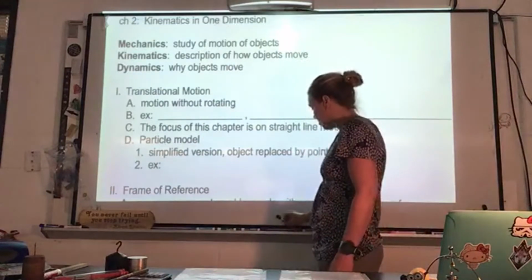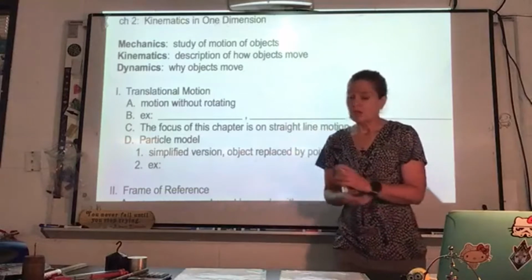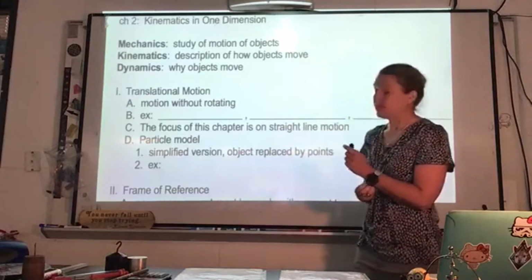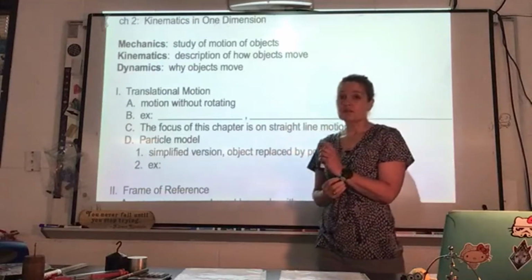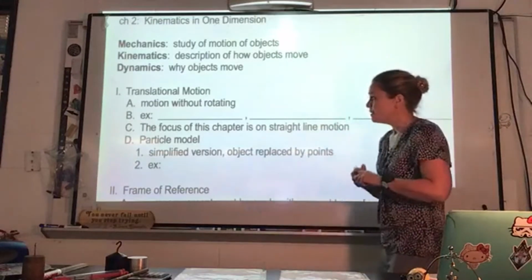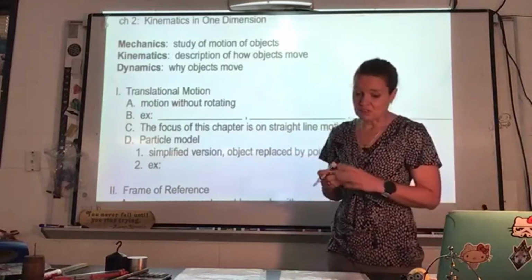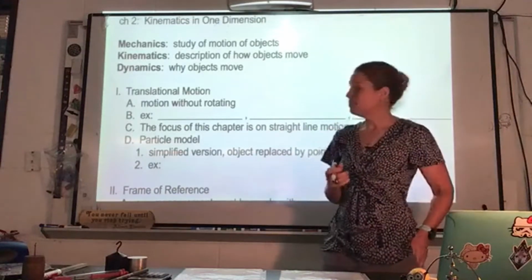Can you think of an object that is moving without rotating? What would be something that we could describe the motion of? All right, can you think of any examples in your head? Any kind of motion of any object? You might think of some sports or all kinds of things, or what you've been doing today.